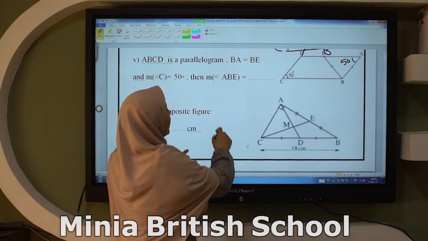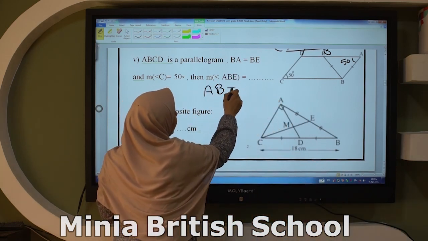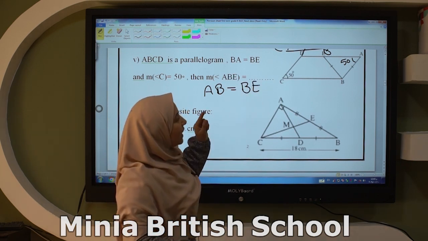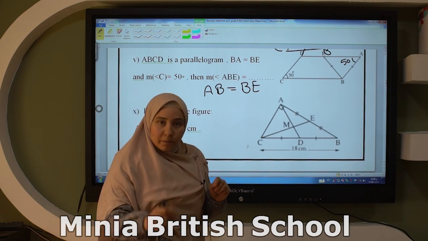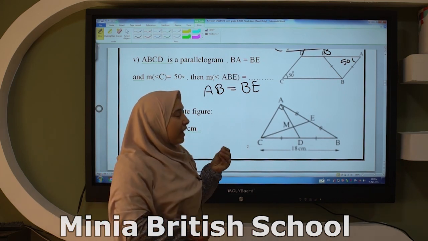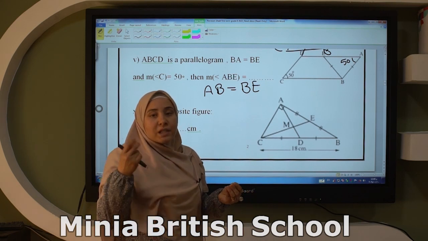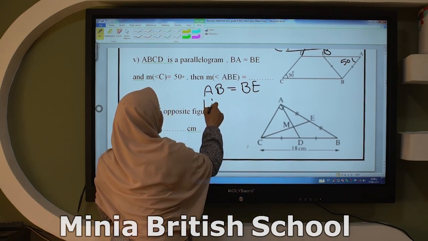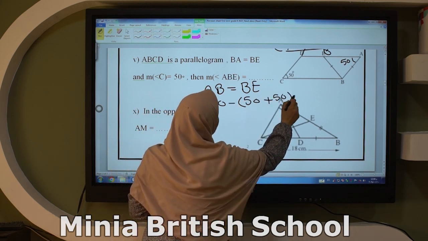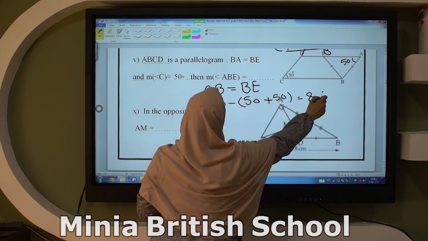And we have AB equal BE. And angle A here is the base angle. Then the measure of angle B, where B is the vertex angle, equals 180 minus 50 plus 50 equals 80 degrees.